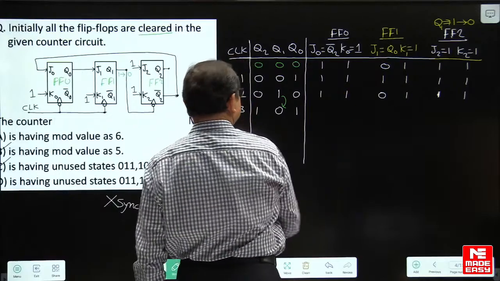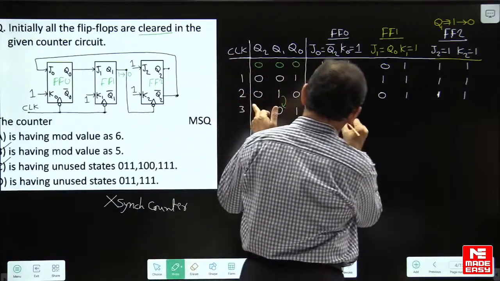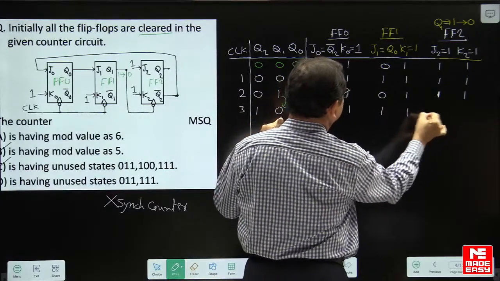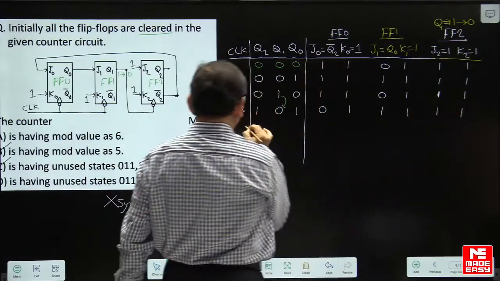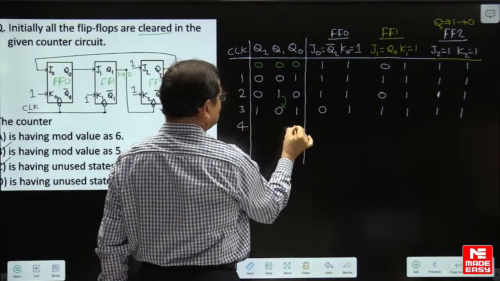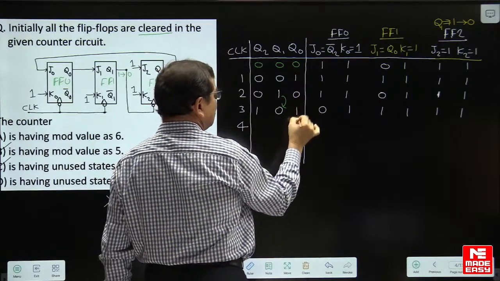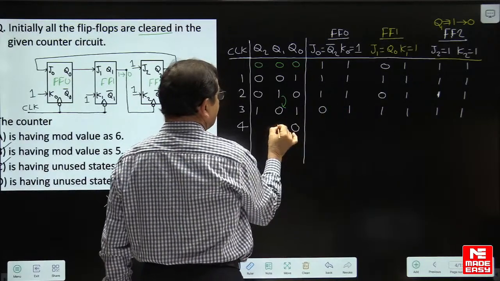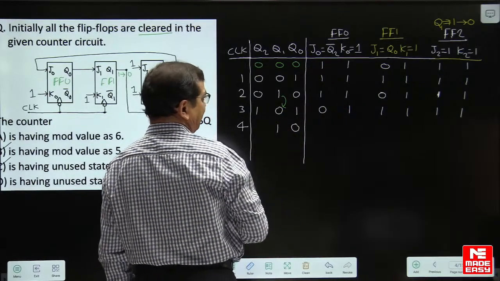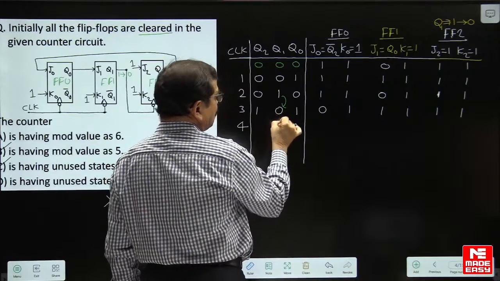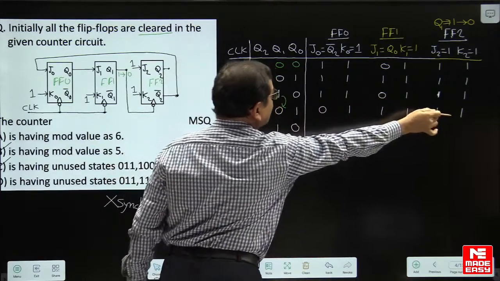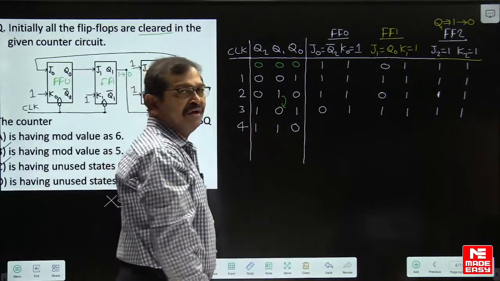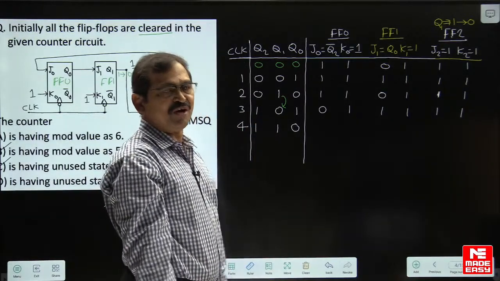Q2 is now 1, Q2 complement is 0, and Q0 is 1. When we apply the fourth clock pulse, because of 0, 1, flip-flop 0 is changing 1 to 0. Because of 1, 1, flip-flop 1 is changing to 1. This is changing 0 to 1, so it is not giving a clock effect to flip-flop 2, so flip-flop 2 is not changing. This is the content of the counter after the fourth clock pulse.